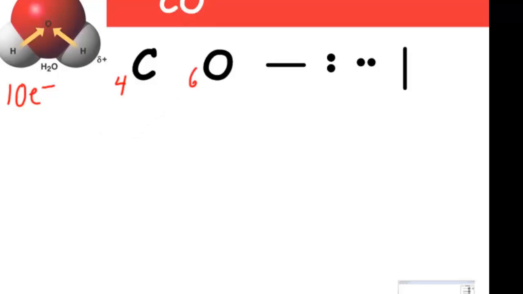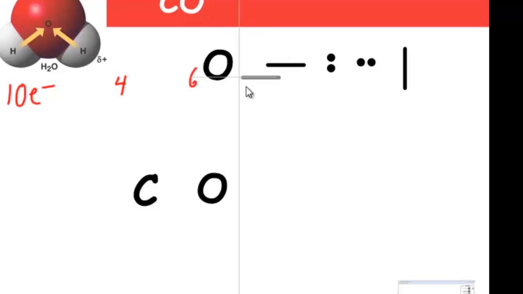So when you pick your central atom normally, it's going to be a carbon. In this case, there's only one carbon and one oxygen, so you really don't have a central atom. You just have a left and a right. Now the first rule is to connect your central atom to the outer ones with a single bond. So we're just going to use one bond. That's 2 electrons, so that leaves us with 8.